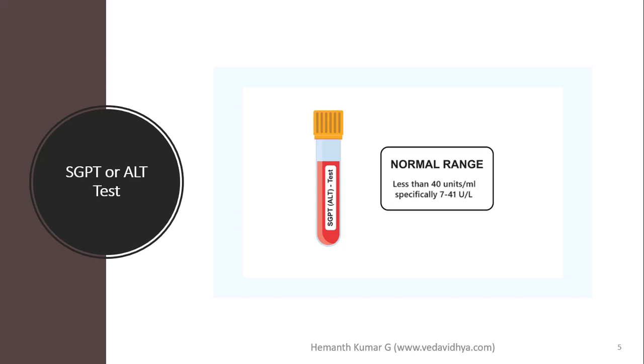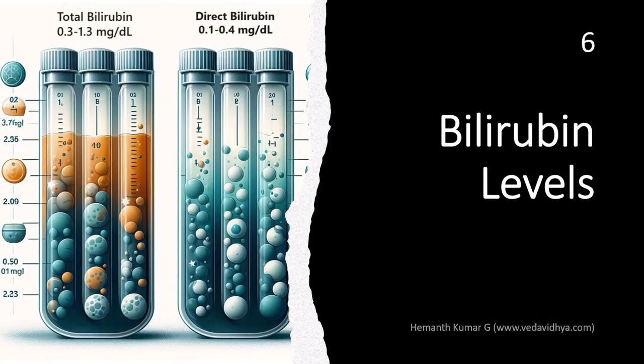In summary, the SGPT or ALT test plays a pivotal role in evaluating liver health. It is particularly valuable because of its specificity to the liver. Understanding the results of this test, especially in conjunction with other LFTs, can provide critical insights into the state of your liver and guide appropriate medical care. Now let's delve into an important component of liver function tests, bilirubin. Understanding bilirubin and its different forms is key to comprehending liver health and function.